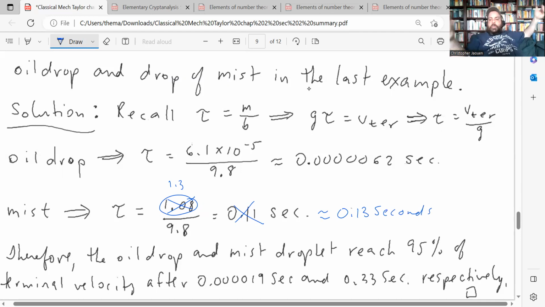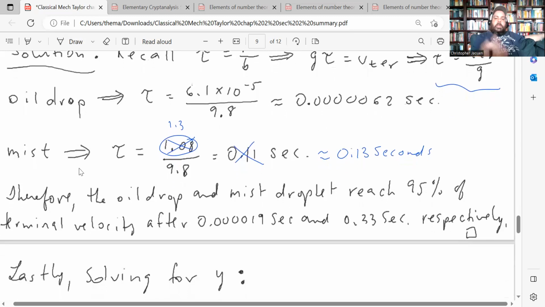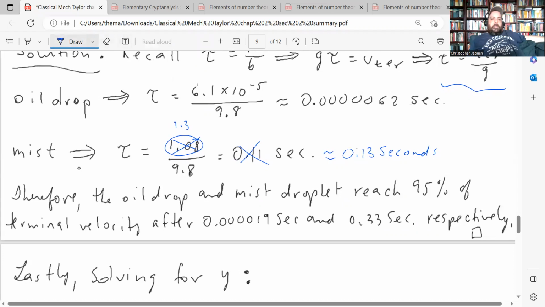For the mist, we use the same formula, because we already know the terminal velocity for the mist. Therefore, for the oil drop and the mist to reach 95% of terminal velocity, you just multiply those values by 3. The oil drop reaches 95% of its terminal velocity after 0.000019 seconds. And actually this should be a different value for the mist too. I think he said this was like 0.4 seconds respectively.